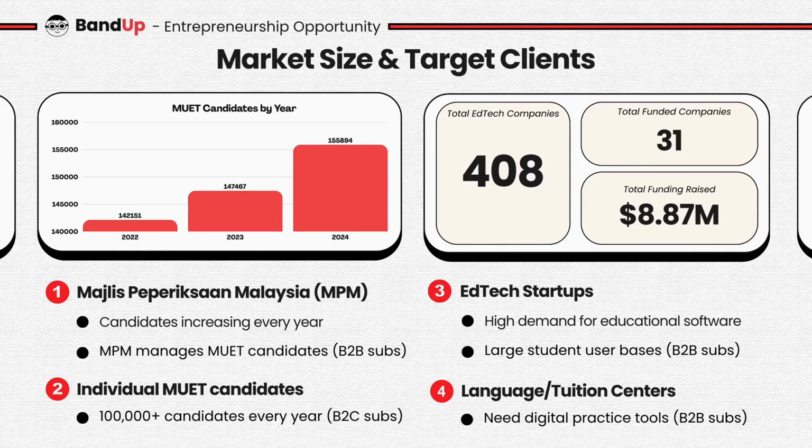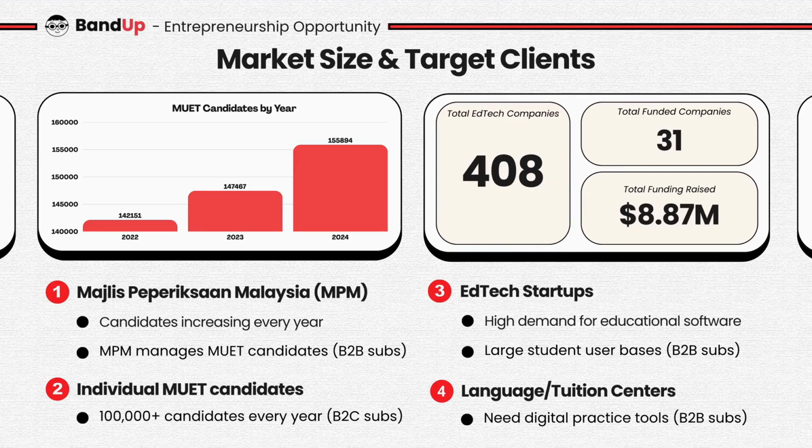As we can see from the chart here, MUET candidates keep increasing every year. Malaysia also has 408 edtech companies with $8.87 million in total funding. 31 of these companies are funded. This tells us that investors see value in educational software. These statistics prove that our target clients exist and are growing.